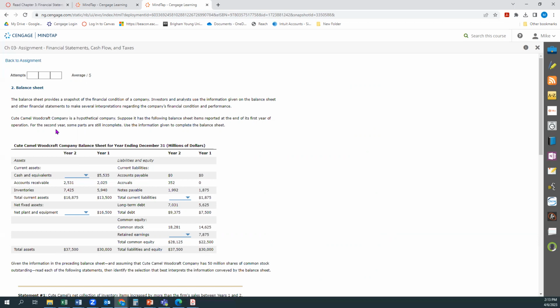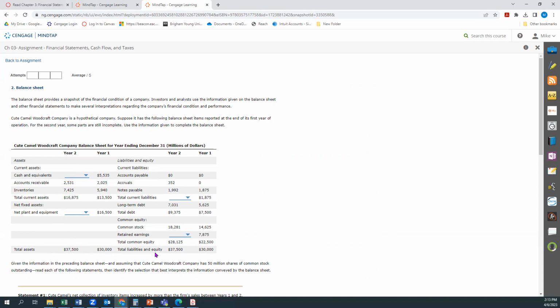So in other words, there are two sides to the balance sheet: assets on one side, and then liabilities and equity on the other, and they have to equal each other. So for year one, 30,000 equals 30,000. It's in millions actually, so 30,000 million, which is $30 billion. And then in year two, 37.5. So that's the first premise: assets equal liabilities plus equity.